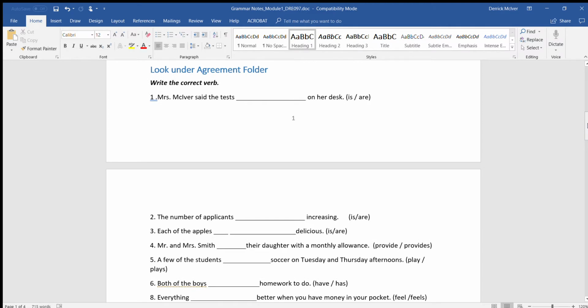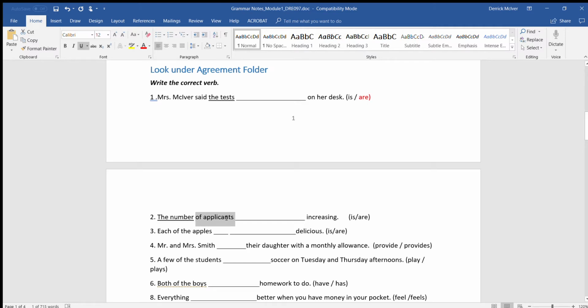Next, we cover the agreement folder. In the agreement folder, remember that a singular subject has a singular verb. Singular verbs end in S. A plural subject has a plural verb. So Miss McIver said the test, more than one, would be the subject. The plural form of is is the verb are. Is is a singular verb. Singular verbs end in what letter? S. Is ends in S. Are is the plural form.